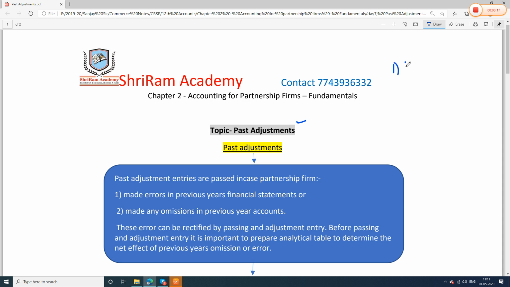We have covered basics of partnership. So, what is partnership deed? What are the provisions in the absence of partnership deed? We have studied what partnership deed is and the importance of partnership deed. Then we have studied P&L appropriation account, and the format of profit and loss appropriation account. What is the difference between profit and loss account and profit and loss appropriation account?